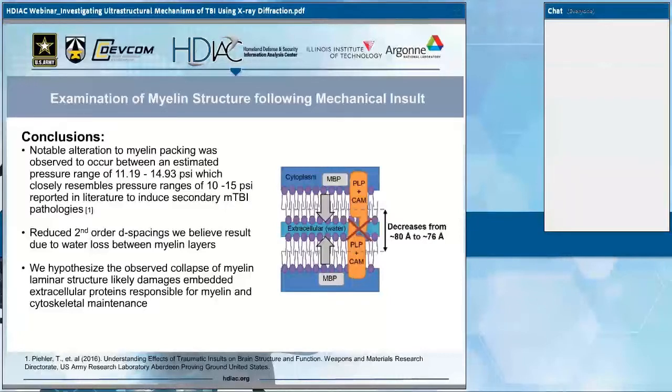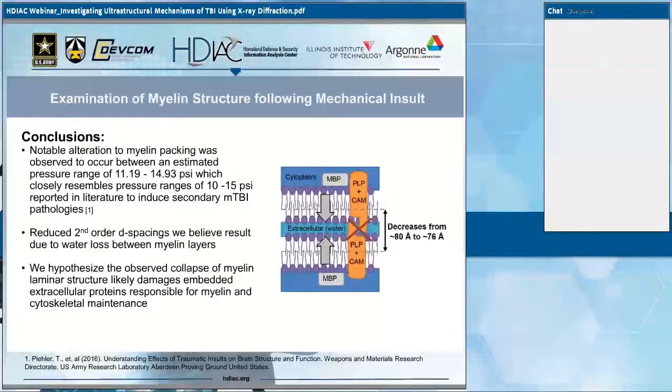Additionally, we believe that the observed decrease in second-order despacing of myelin was the result of reduced water content between the membrane layers. And you can see in this image here that we're providing, this is between where you have this extracellular space of water, which is where you're seeing the approximate 80 angstrom, and this is moving to about 76 angstrom, which is a notable decrease that we had been observing.